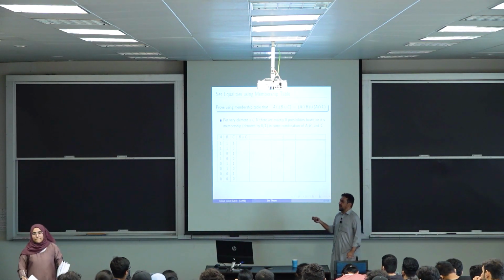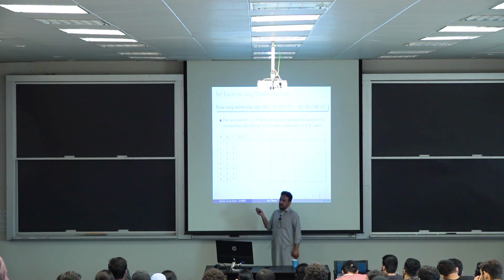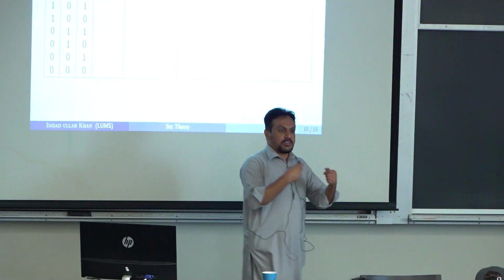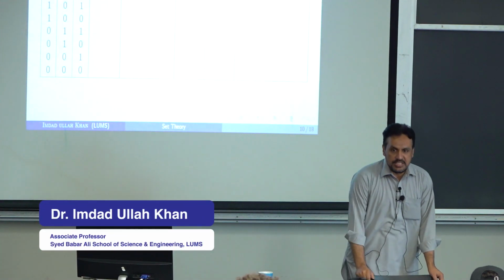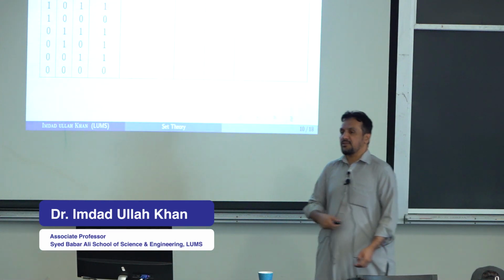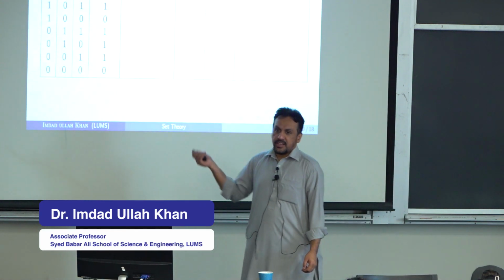Okay. How about the last row? These are not going to be, because these are elements not in B and not in C. These will not be in B union C. So we can populate this column, right?